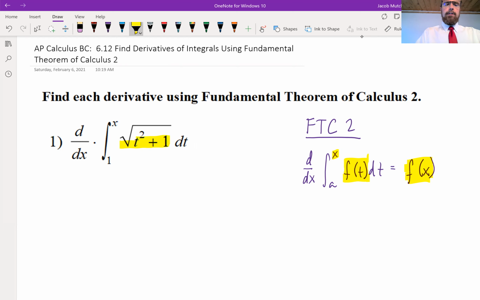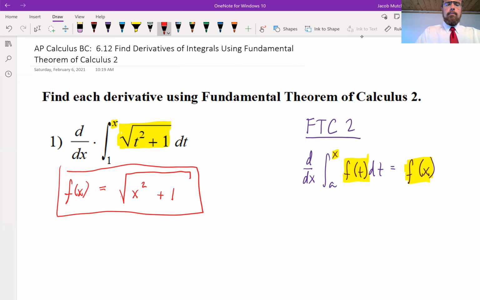So my f of t is the square root of t squared plus 1. My upper limit of integration is x. And so it's a really straightforward application of the fundamental theorem of calculus 2. This has the value of the square root of x squared plus 1, replacing t with x, and I can assume that's my f of x. Again, it's really an observation that the derivative and the integral are inverse operations. So that's a very straightforward application.